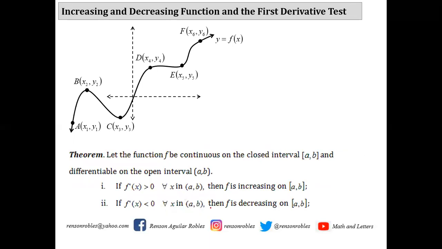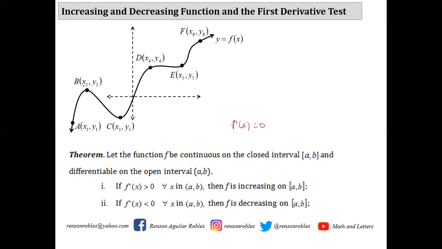And we say that the function is continuous on the closed interval AB and differentiable on the open interval AB. If f prime of x is greater than 0 for all x in the open interval AB, then f is increasing on the closed interval AB. On the other hand, f is decreasing on the closed interval AB if f prime of x is less than 0. So the question is, what happens if f prime of x is equal to 0?